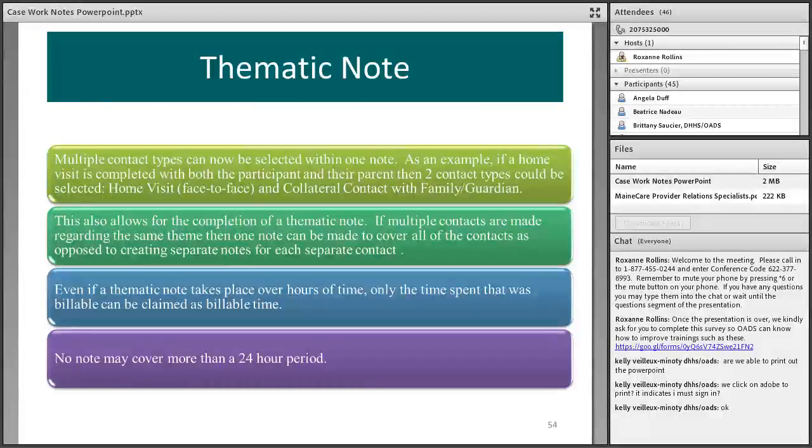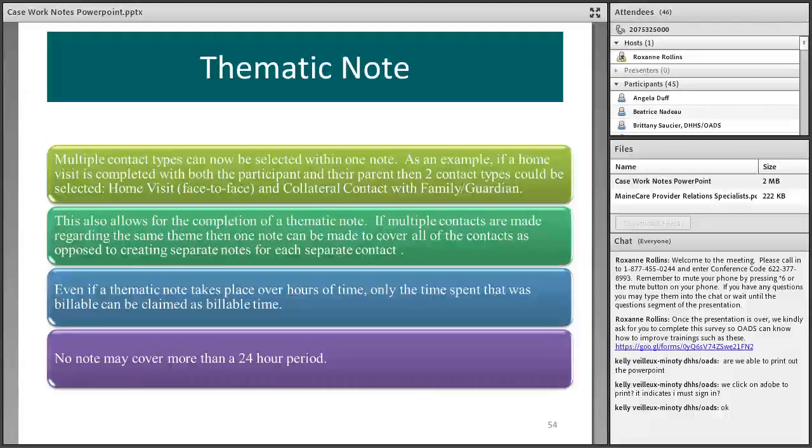So the thematic note, as we alluded to earlier with the different checkboxes, you can now complete a thematic note that allows multiple contact types to be selected within one note. As an example, if a home visit is completed with both the participant and their parent, then two contact types could be selected: home visit, face-to-face, and collateral contact with family/guardian. So that allows for the completion of a thematic note.